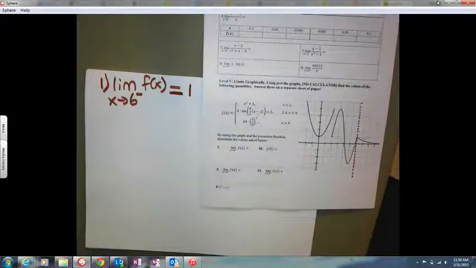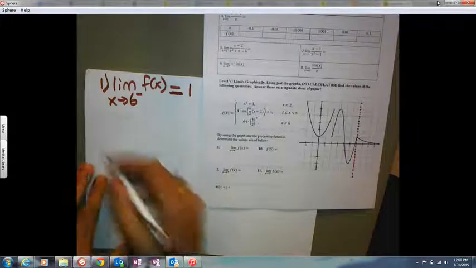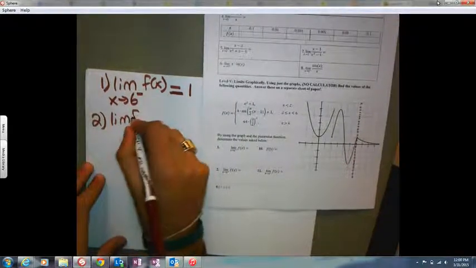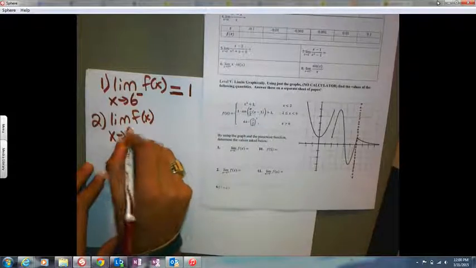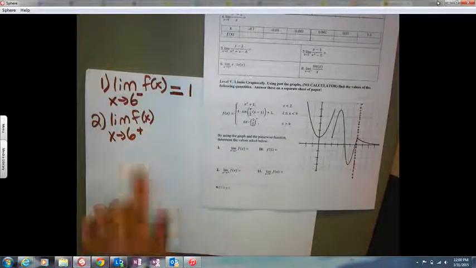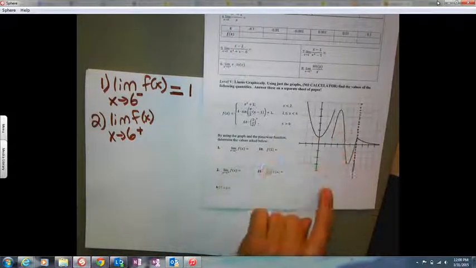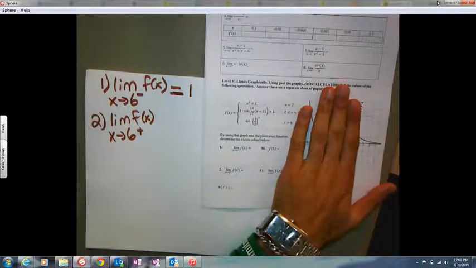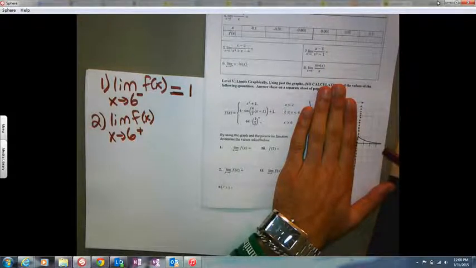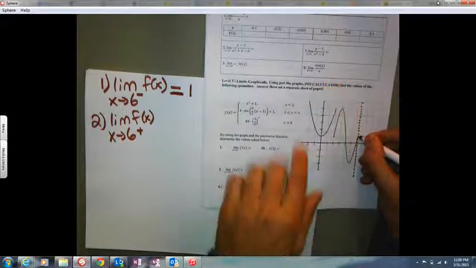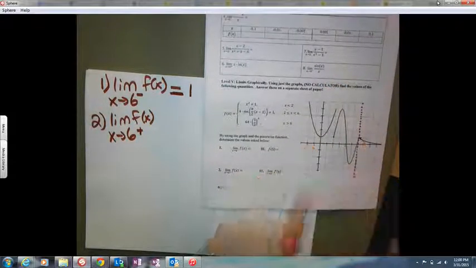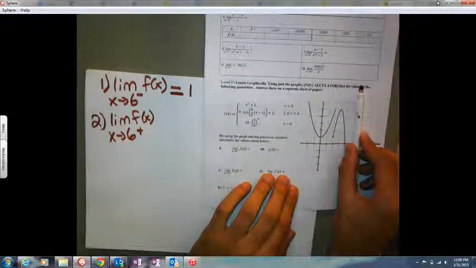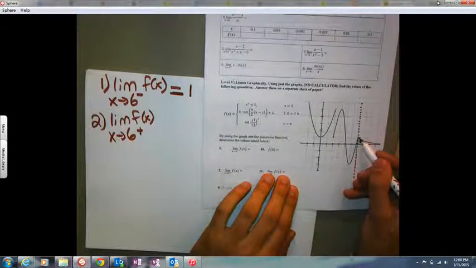Okay, let's try number 2. Limit of f of x as x goes to 6 from the right. Here's the wall at 6. I do not care at all about the left, so I'm just going to cover it up. All I care about is what is happening as x gets closer to 6 from the right. As x gets closer to 6, y seems to be getting closer to some number up here. What is that number? That number is 1. I do not care what happens at the wall. I simply care what happens as I get super close to the wall from the right side. That will be 1. Questions?